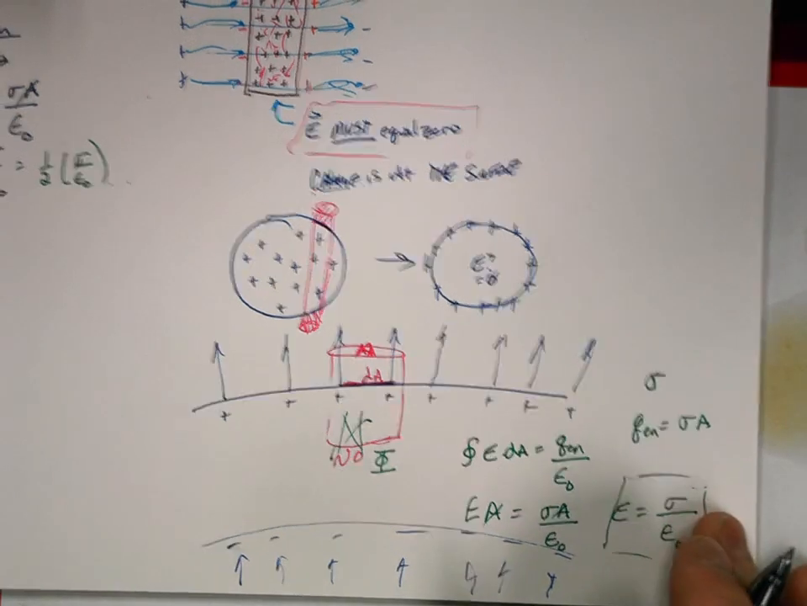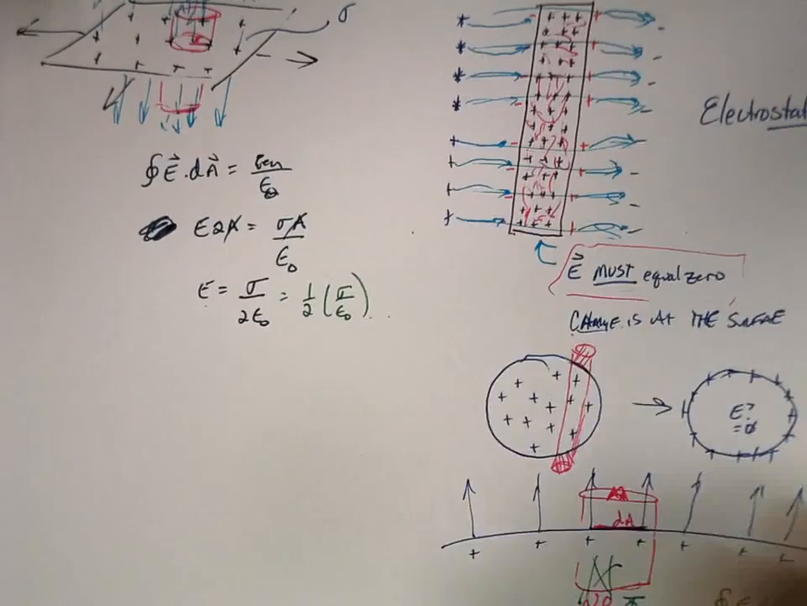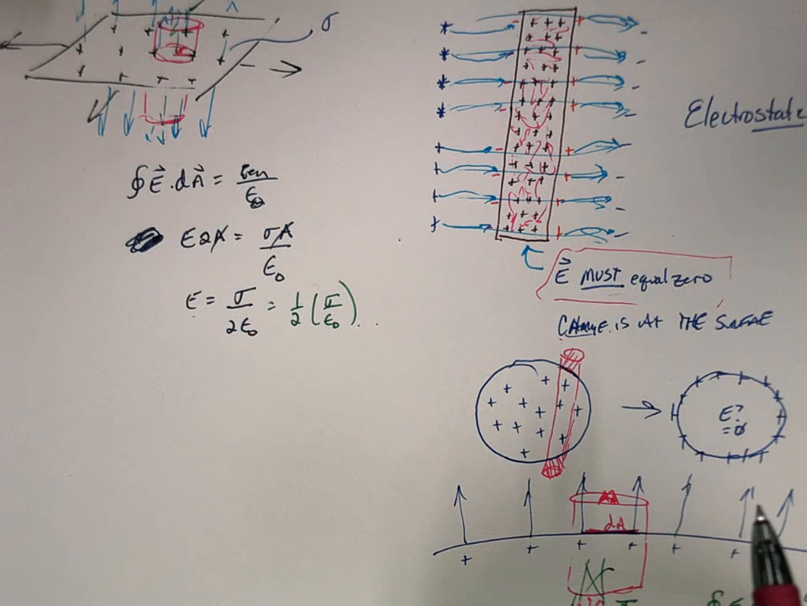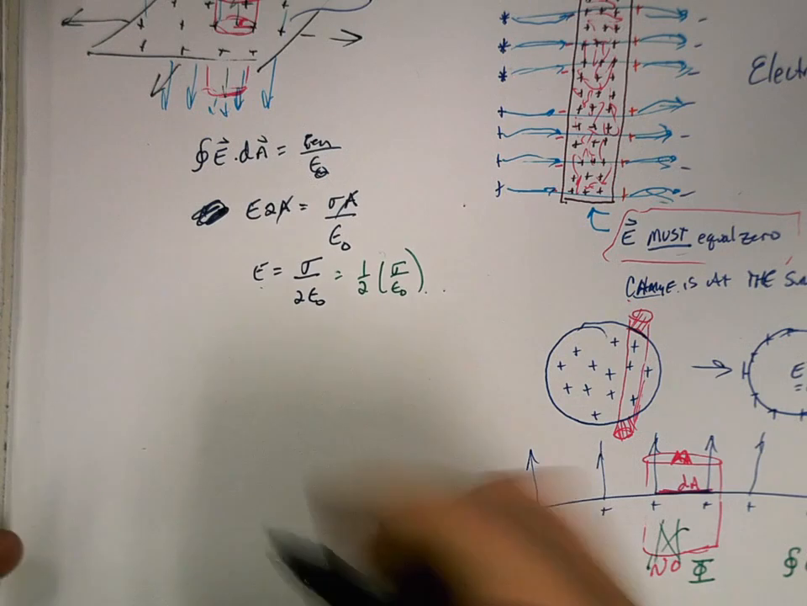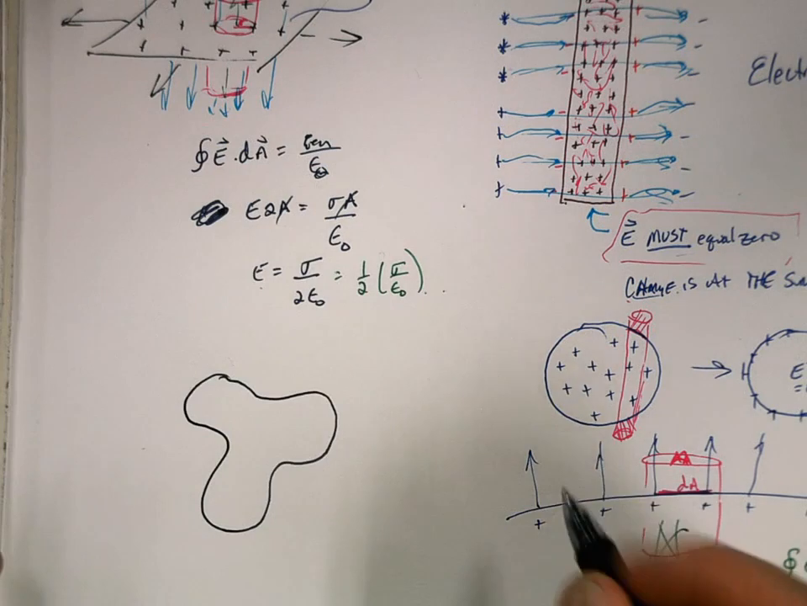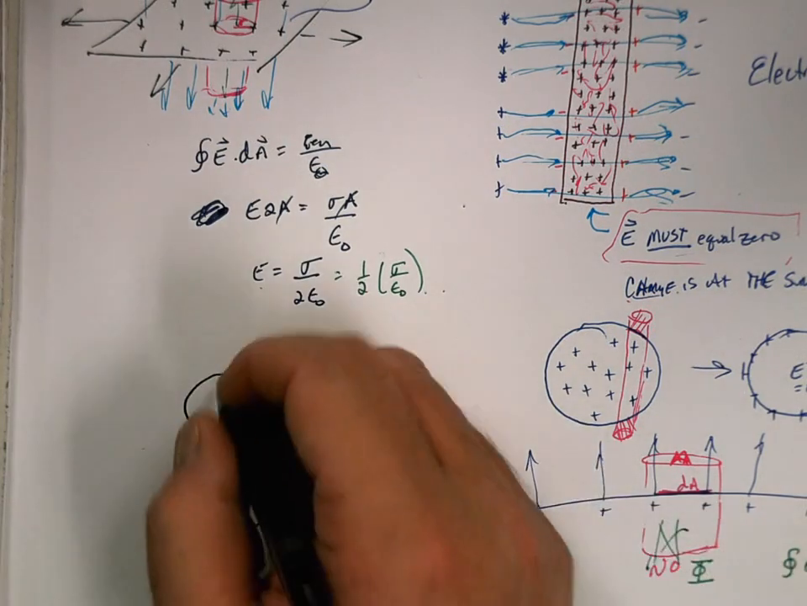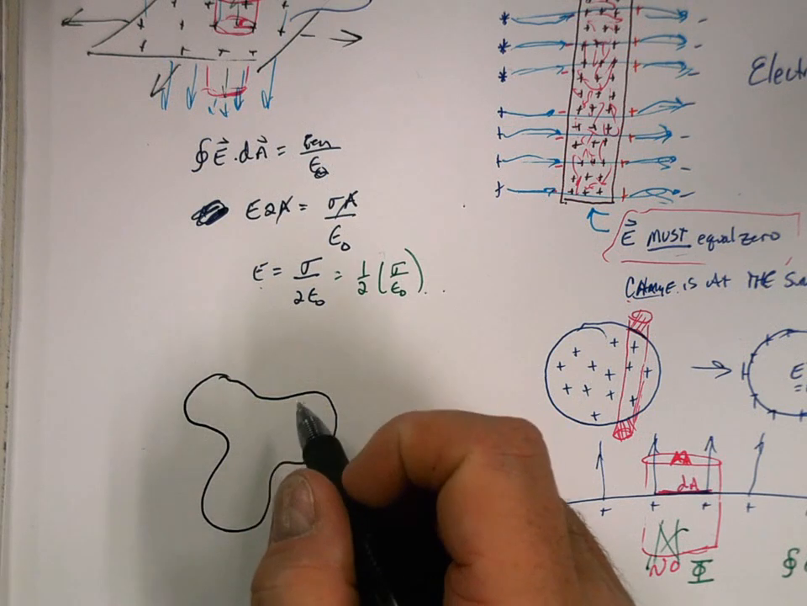Sean? In the book it says on an irregularly shaped conductor the surface charge density is greatest at the location where the radius is the smallest. Mm-hmm. Is there an equation that accompanies that, or is it just constant? Well, let's draw that here. Okay, here's our irregularly shaped object, right? That's a conductor. And the charge density is greatest where the radius is the smallest.